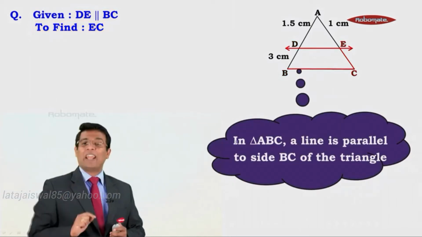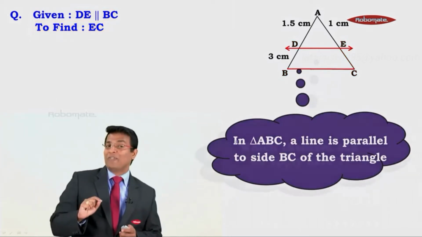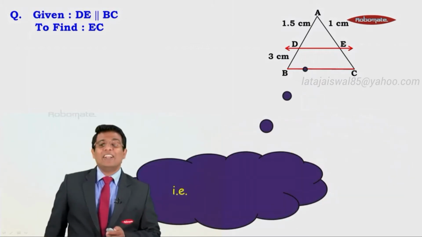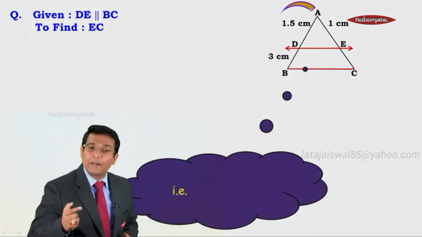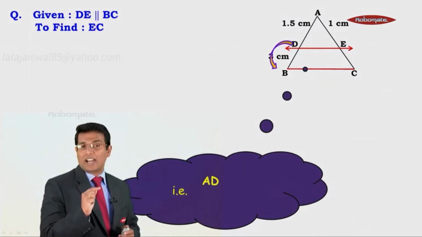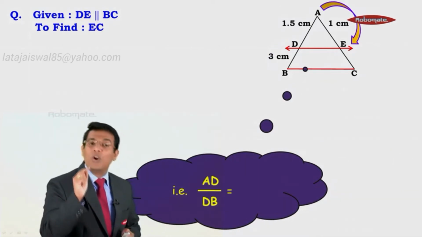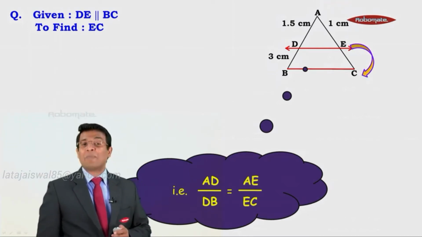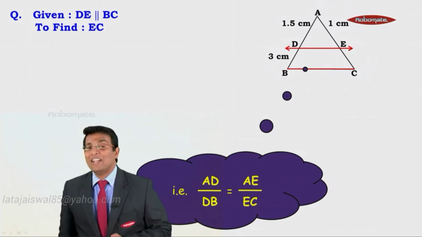So now when we have a line parallel to a side of a triangle, which theorem can we apply here? We apply BPT, right? So if we apply BPT, what do we get? Yes, we get AD upon DB, that is equal to AE upon EC. Now this is what we get when we apply BPT. Beautiful. So let's apply it.